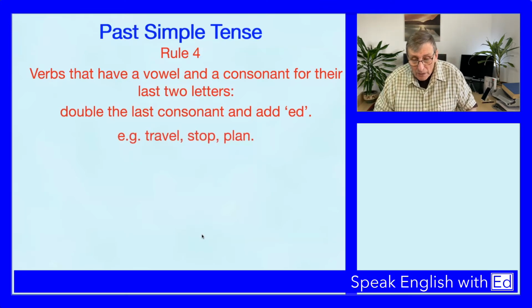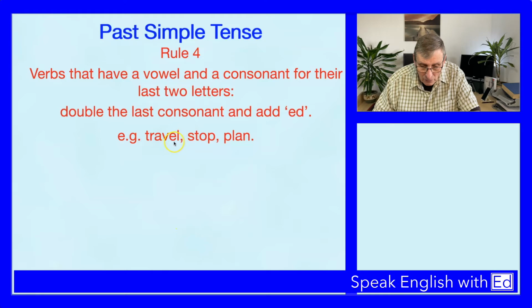Travel, stop, and plan. All these conform to the rule here. We've got E, L, a vowel, and then a consonant.